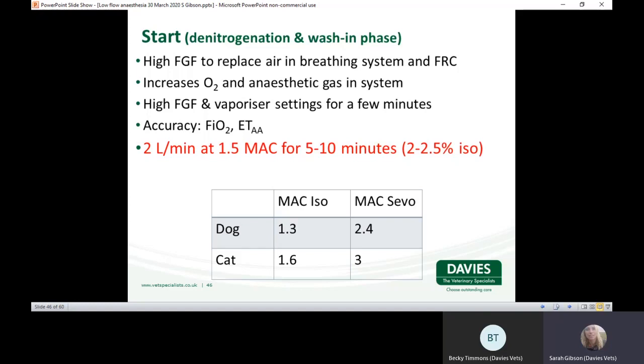So I would suggest using a fresh gas flow rate of around 2 litres per minute for 5 to 10 minutes. So if you're using air, then use at least 1 litre of oxygen. And then I would set the vaporiser setting at 1.5 MAC approximately. So for example, 2 to 2.5% of isoflurane.